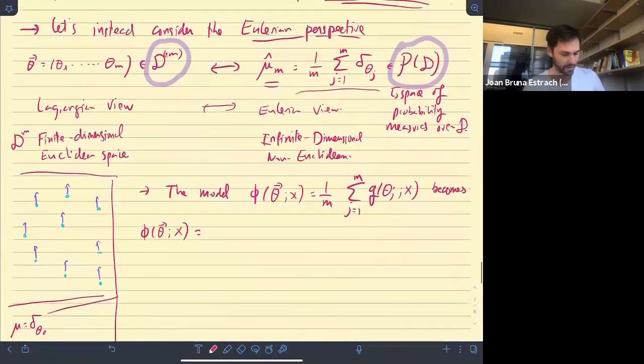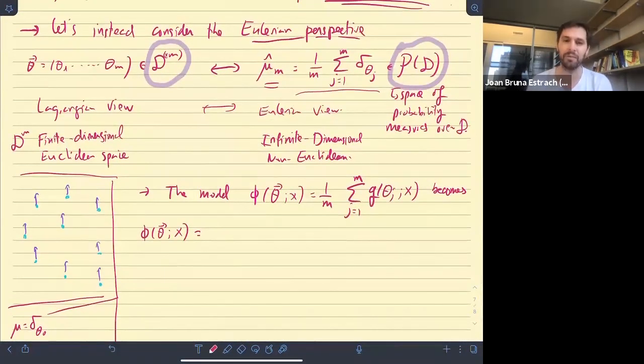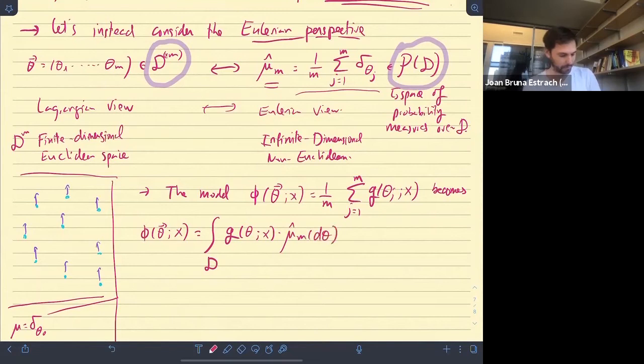So now if we go above and see what we're looking at, we have a function g that is evaluated at different points, theta 1, theta 2, until theta m. But this is exactly where we are putting our Diracs. So this function is really obtained by testing our neuron against the Dirac measure, against the empirical measure. This is because the empirical measure is just a linear combination, an average of Dirac masses placed exactly at the right points.